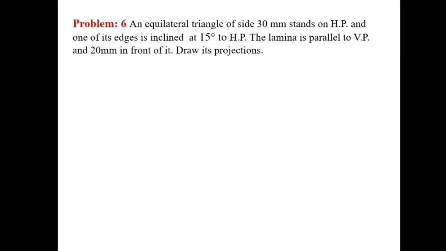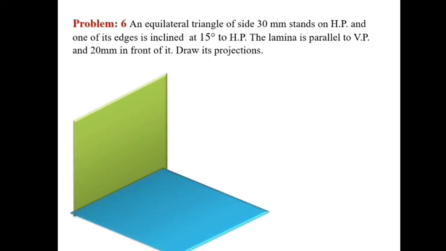And next, the problem number 6. An equilateral triangle of side 30 mm stands on HP and one of its edges is inclined 50 degree to HP. The lamina is parallel to VP and 20 mm in front of it. Draw its projection. So equilateral triangle, the side is 30 mm. It stands on HP plane. It is standing on the position in the HP plane and one of the edges is inclined 50 degree to HP.